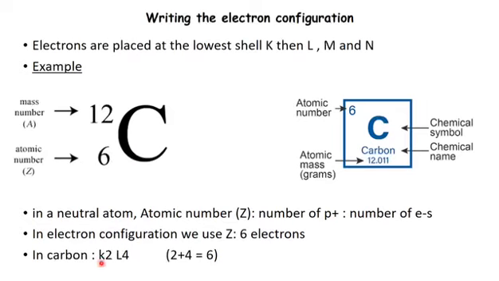So first we fill the K shell. The K has a capacity of 2 electrons. So we fill it with 2 electrons first. We have remaining 4 electrons from the carbon atom. Then we have our shell L. L has a capacity to fill up to 8 electrons. So we can easily fill 4 electrons. So the electron configuration of carbon is K2 L4, and their summation is 2 plus 4 equals 6.